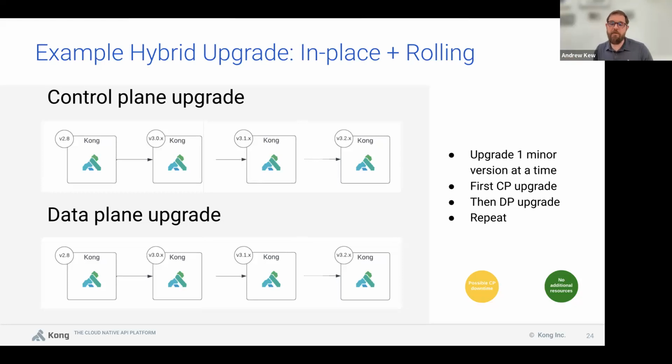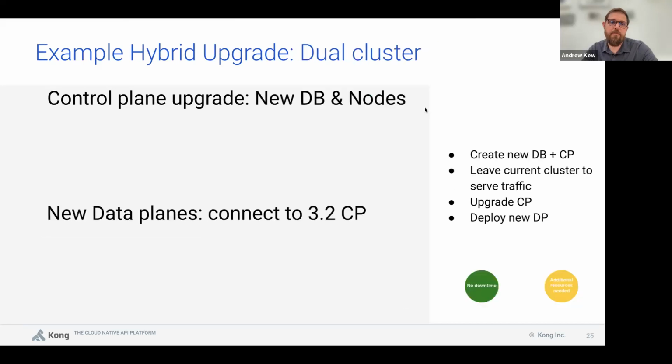So actually being able to understand where the issues lie, if there have been any issues, becomes quite difficult, which is why we recommend this way of deploying or upgrading. Looking at hybrid using a dual cluster deployment. So again, this gives you no downtime, but you need the additional resources, which is why I've marked that in yellow. So how do you do this?